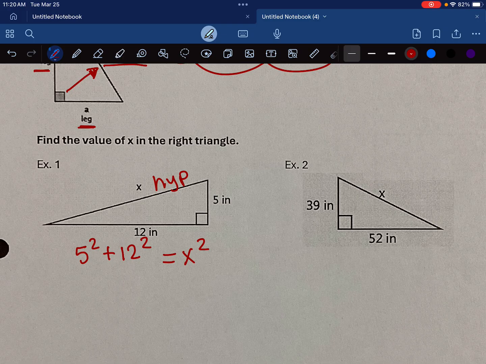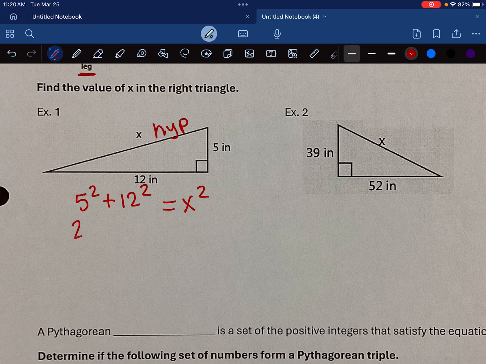Okay? What is 5 squared? And 12 squared? 144. Okay, we know we have to add those together. We get 169 is equal to x squared. Now, the only problem is we're trying to solve for x, and we have x squared. Who can tell me how I could get just x? Square root. Remember, square root is the opposite of square.